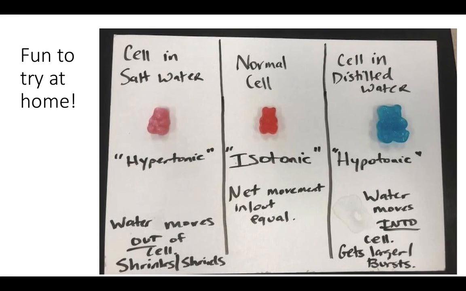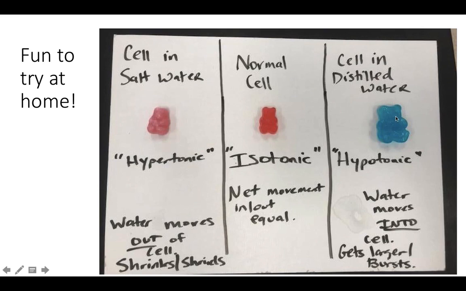So kind of a fun thing to try at home. If you would like to try this, this is kind of seeing that in real time. If you have some gummy bears and water and or salt water, you can try this. So my first example, this would be a normal cell. This is a normal gummy bear. Okay, this was placed in an isotonic solution. You notice that it still looks the same. The net movement of water in and out of that gummy bear was equal. Okay, so that's going to be a normal cell.